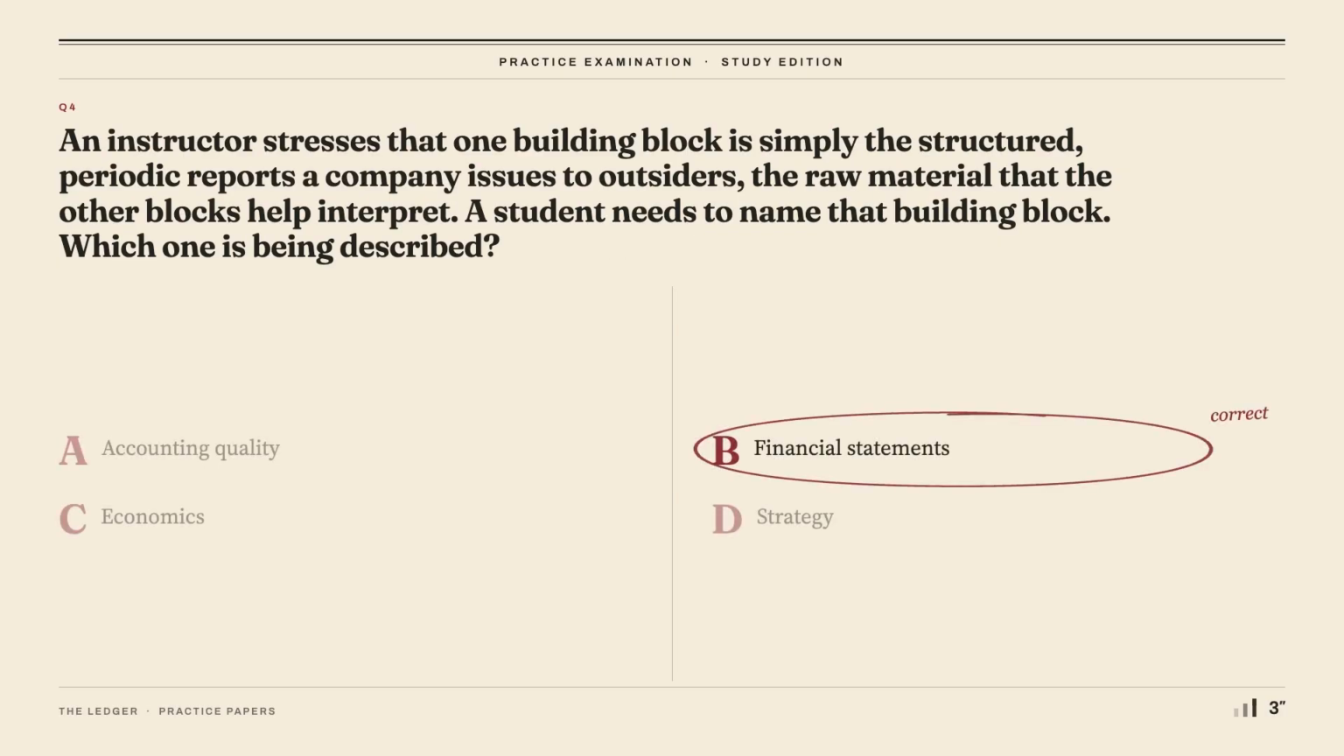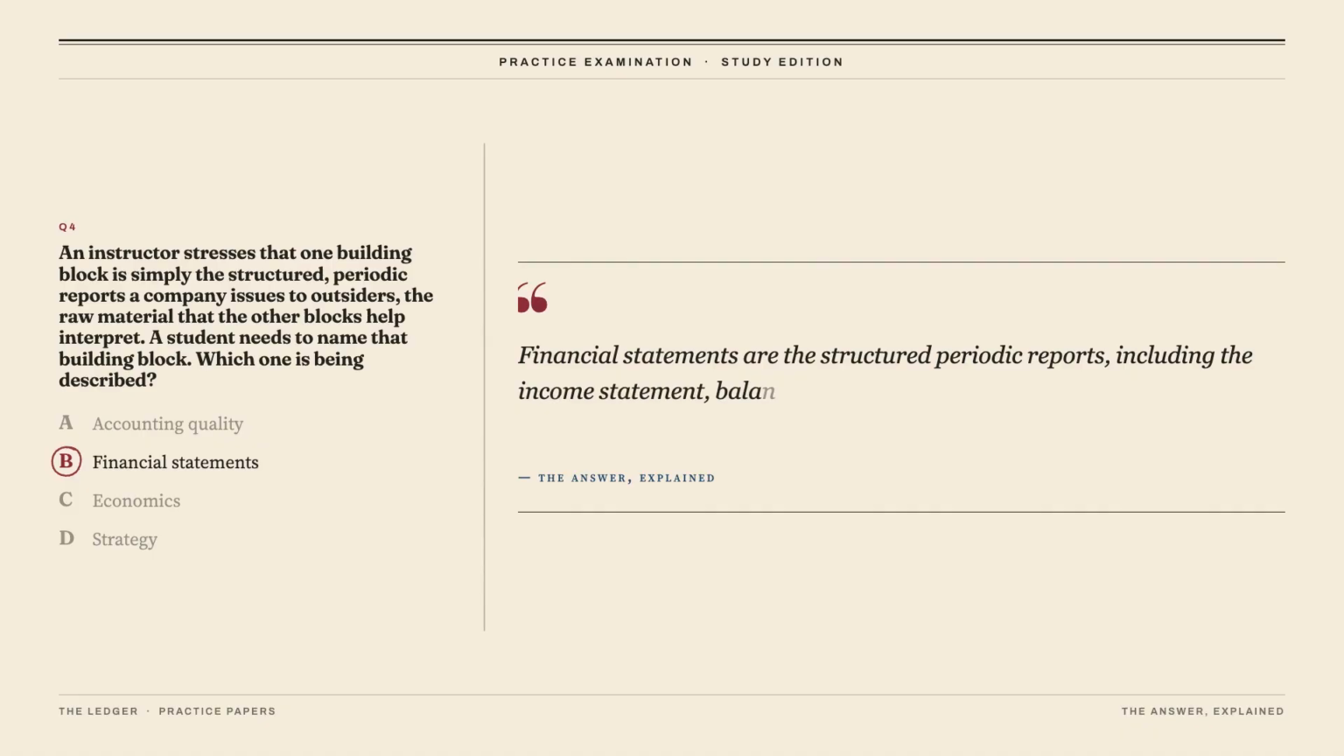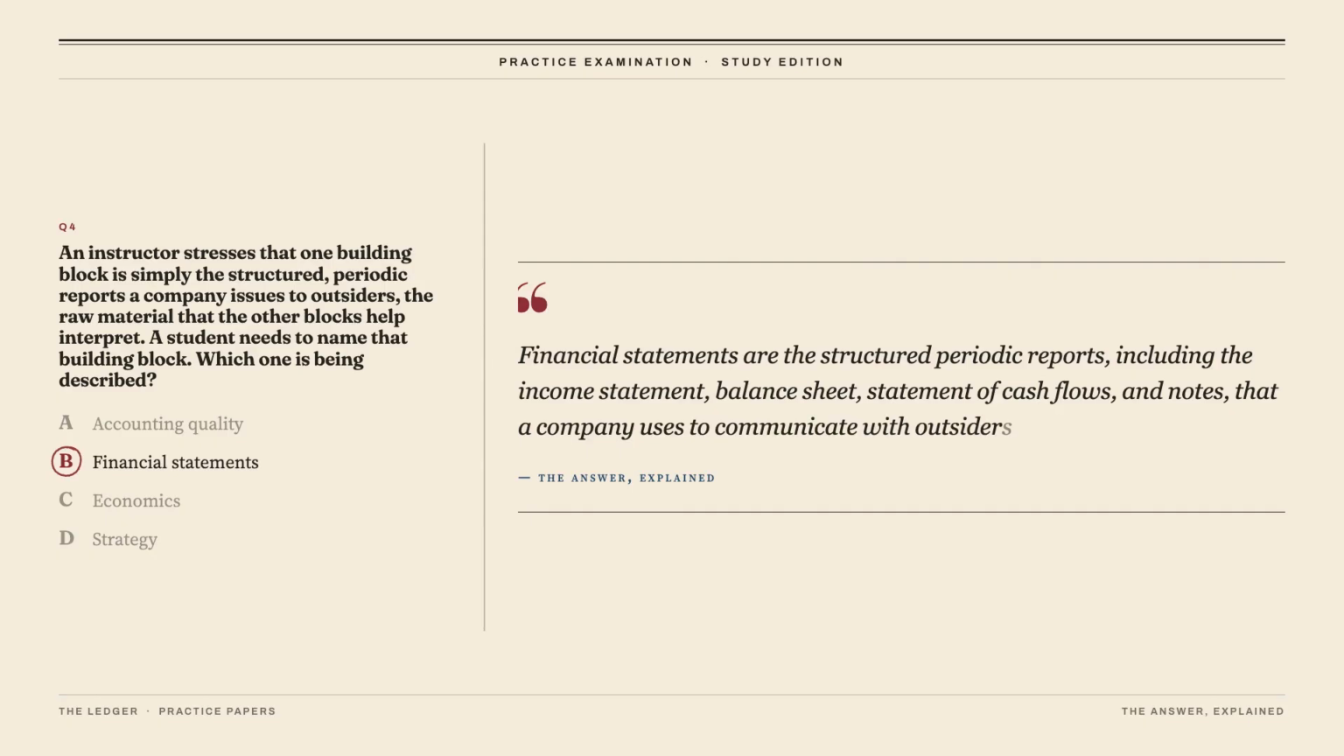The correct answer is B. Financial statements. B is correct because financial statements are the structured periodic reports, including the income statement, balance sheet, statement of cash flows, and notes, that a company uses to communicate with outsiders. They are the raw data layer that the other three building blocks help interpret and validate.